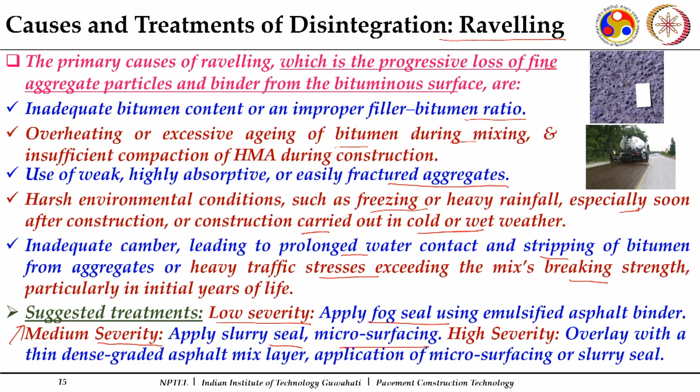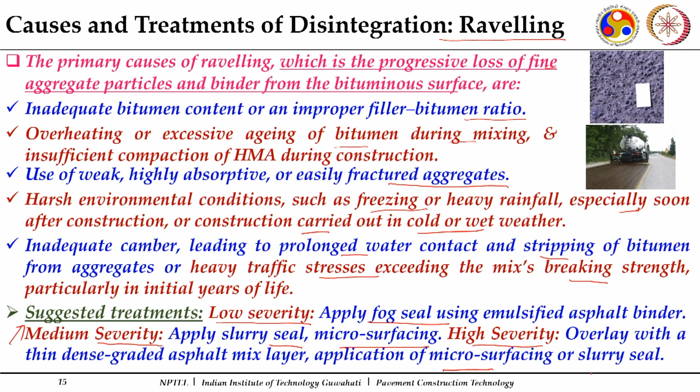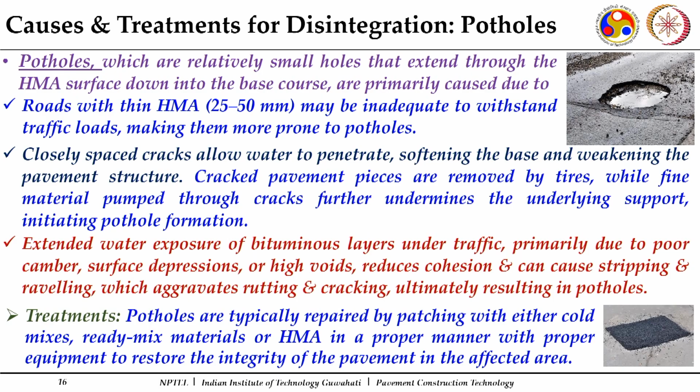The details of this we will discuss in the upcoming lecture. And if high severity is there, then possibly you can go for thin HMA overlays, or you can go for higher thicknesses of your micro surfacing or slurry seal for treating the raveling. Then, once these stresses get exaggerated or reach higher severities, in certain cases pothole formations are also observed on bituminous pavements, which are small holes that extend mainly through the HMA surfaces and can go up to your subbase or base courses.